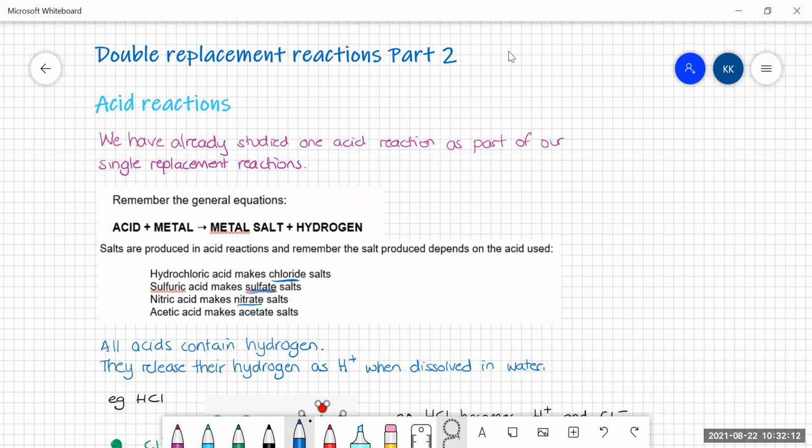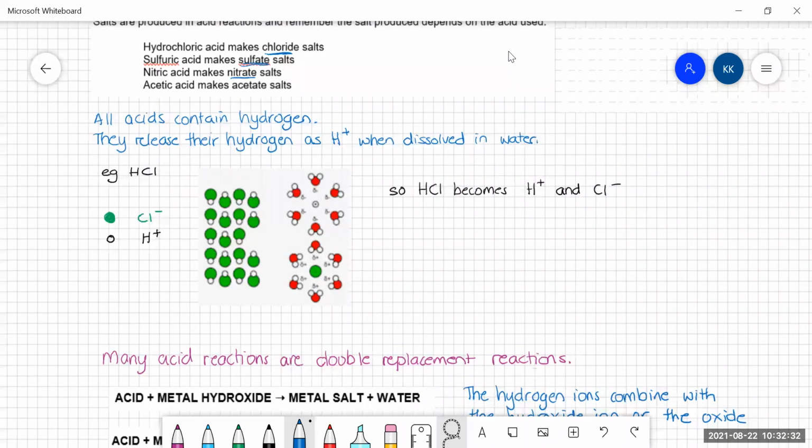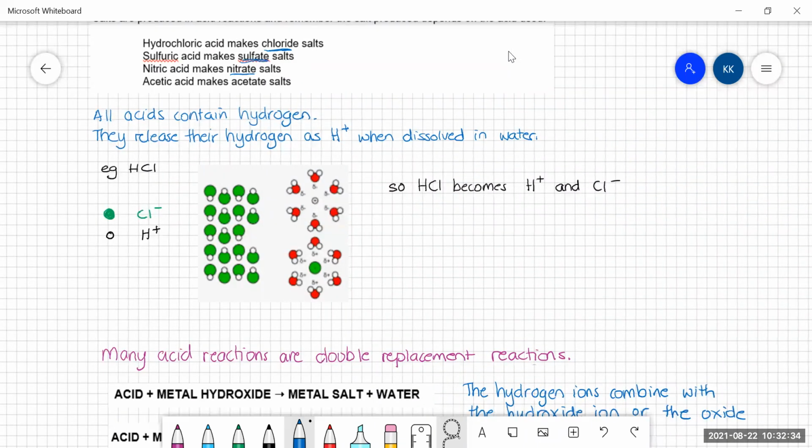This is because all acids contain hydrogen and they all release their hydrogen as H+ when you dissolve them in water. And it's actually the H+ that's responsible for the acid reaction. The other part of the acid just becomes part of the metal salt. So let's have a look at hydrochloric acid here. You can think of hydrochloric acid as being made of H+ and Cl-.